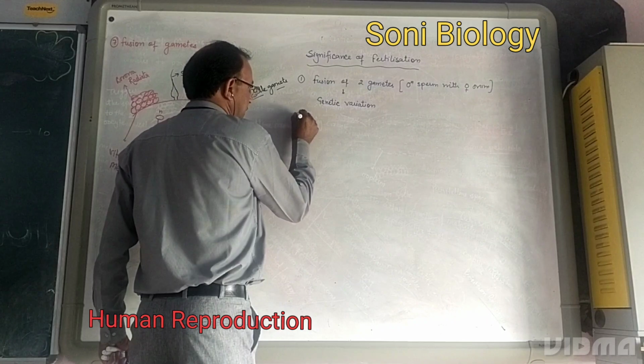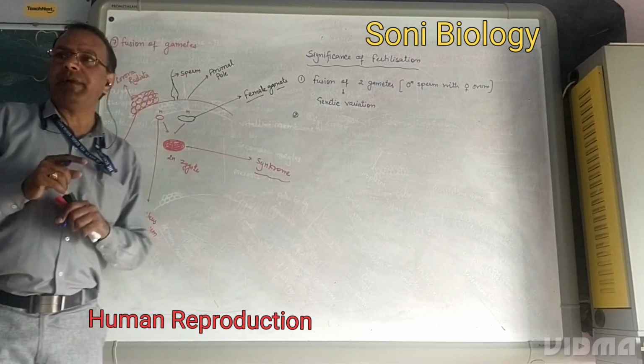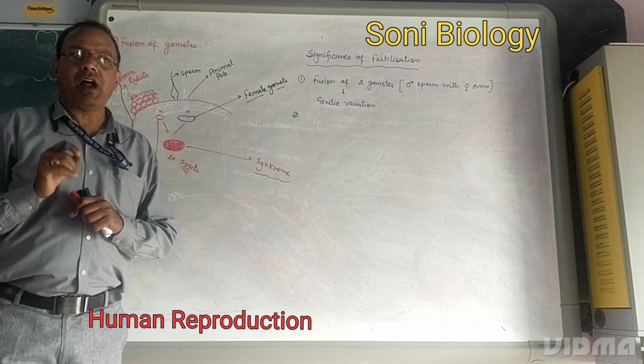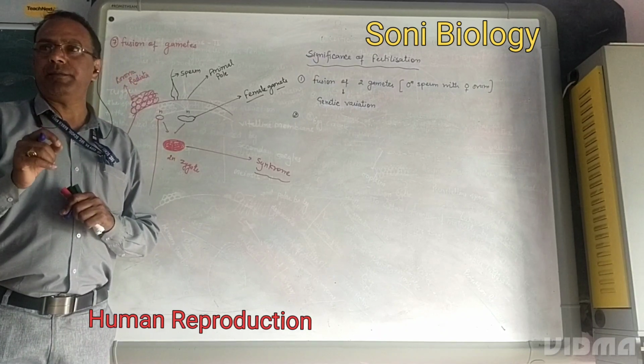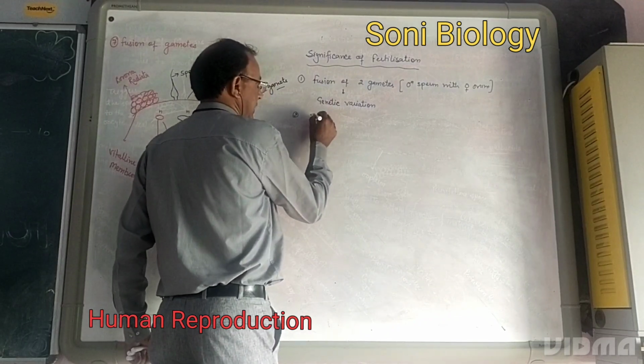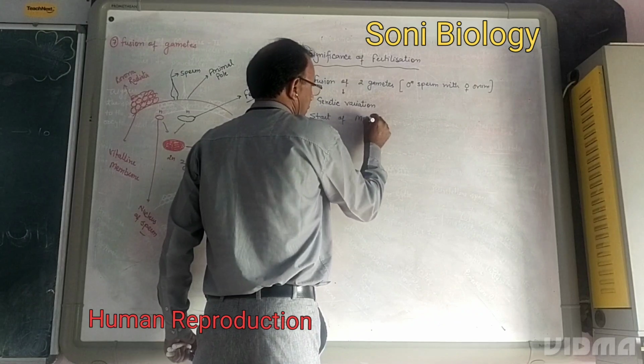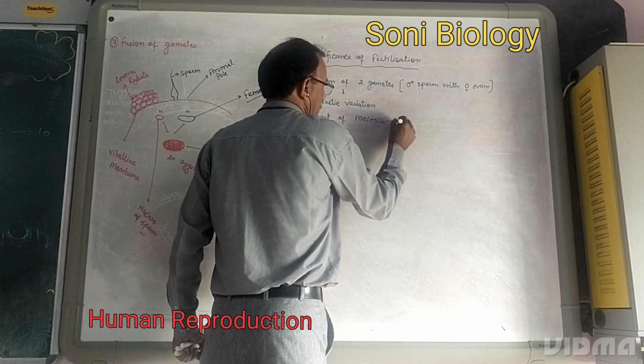The second significance is, as the sperm triggers the vitelline membrane of the egg, the start of meiosis 2, and meiosis 2 division can take place.